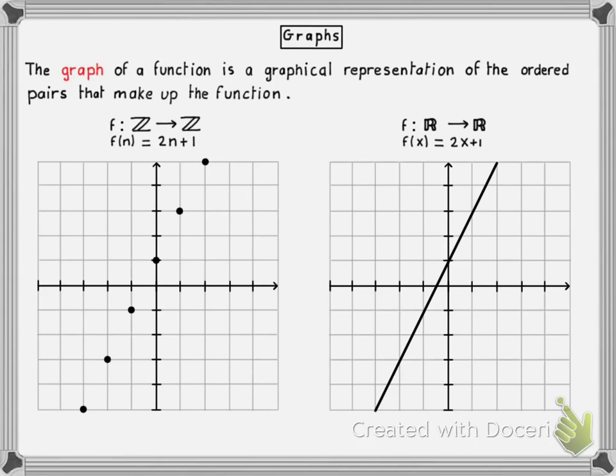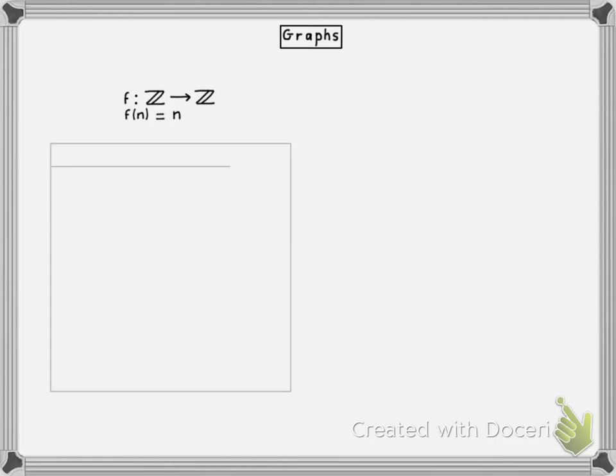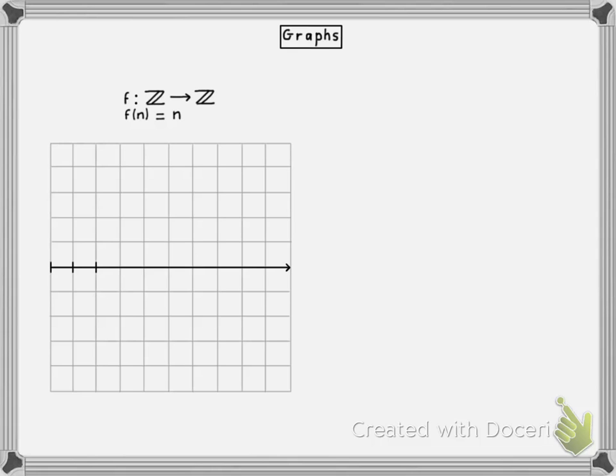Now let's quickly consider a couple more examples of graphs. Consider the function from the set of integers to the set of integers defined by f of n equals n. This function is called the identity function because the image of every element in the domain is itself. So the graph of this function is going to be represented by a set of dots, since the domain is discrete here. It's not the real numbers, but the integers.